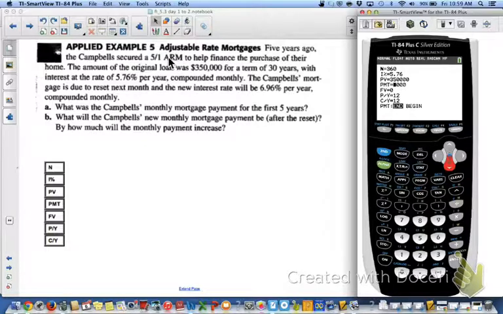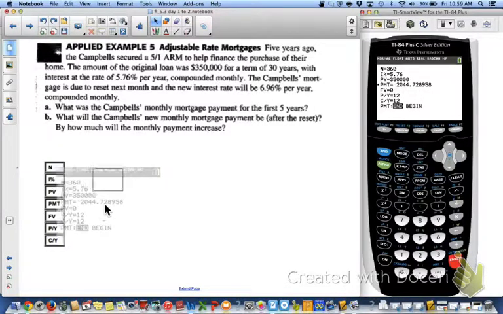Sometimes if they do the adjustable rate, that initial one is a little bit lower, but over the course of the whole life of the loan, you can calculate how much money you'd be saving or losing by doing that. So here's all the stuff here. Solve for the payment. So their monthly payment is a little over $2,000 a month.